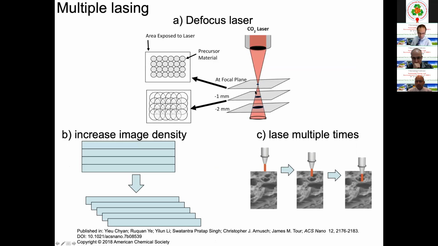So there are many different parameters to get different properties into the LIG. And one of the ways to modify the LIG is to laser the substrate multiple times. So there's different ways to do that. You can either defocus the laser, or you could increase the image density so that every time it scans, you get multiple lasers. So this scan would laser this area again. Or you could just take the sample and laser it multiple times over and over.